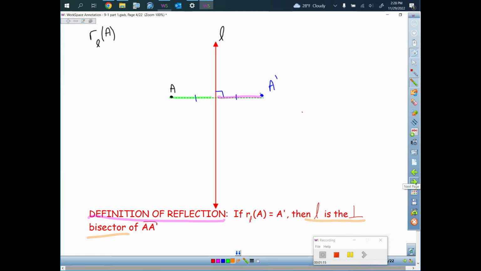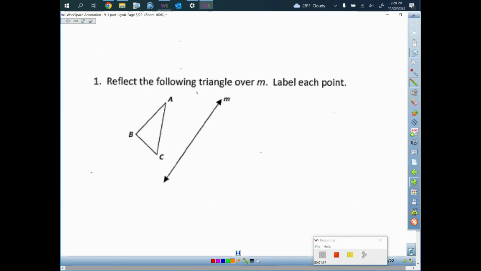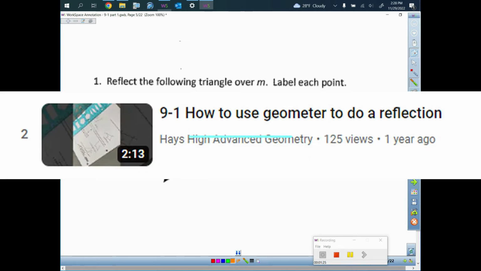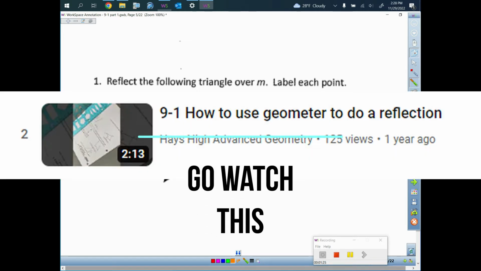So to do a reflection, we will need our geometer. And here's what we've got to do. We've got to take a break from this video. There is another video right in this playlist that shows you how to do a reflection with your geometer. I can't do it with this screen recording program. So pause this, go watch that other video. It's like 2 minutes long, and then come back to this video after you're done. We'll be rocking and rolling.